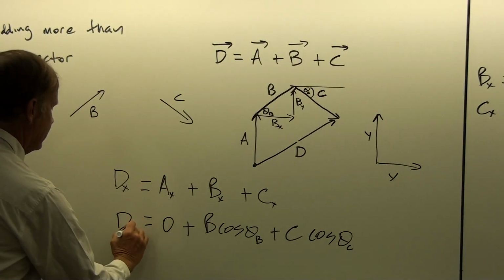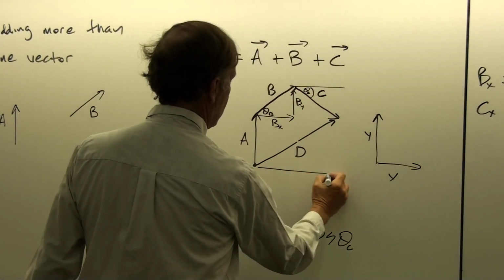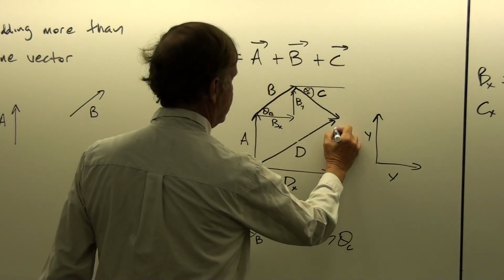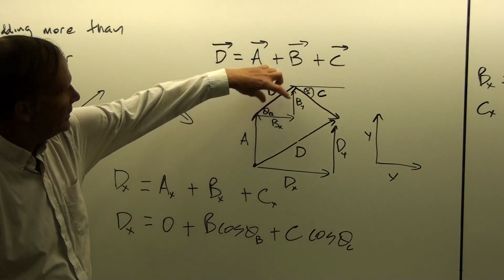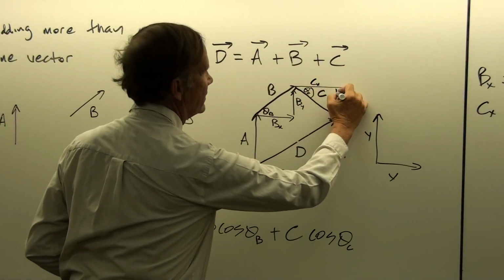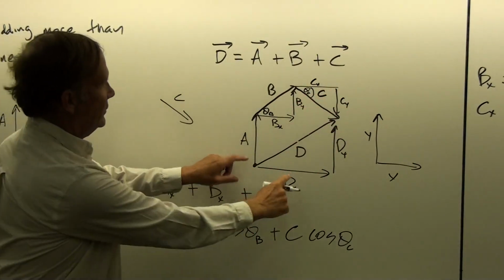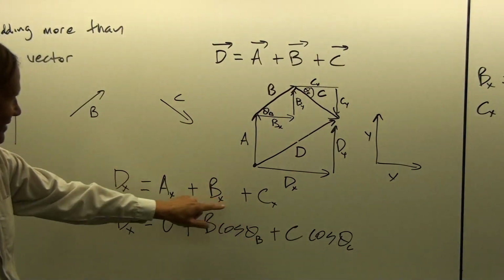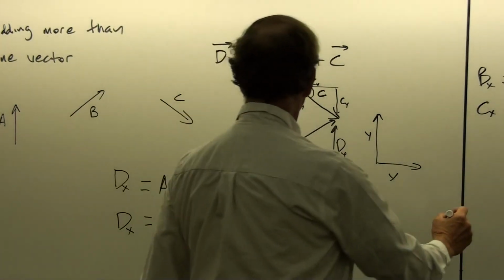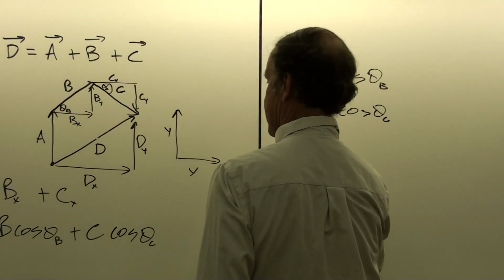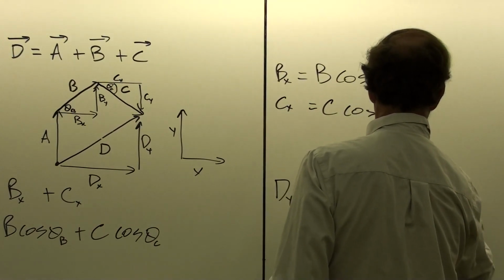And then you could do the same thing for Dy. Dy would be the y component of D. So this would be Dx. That would be equal to Ax, which is 0, plus Bx plus Cx. This would be Cy. You can see here Bx plus Cx is Dx, the way I've got it here, because Ax is 0. And then for Dy, we could say Dy is equal to Ay plus By plus Cy.